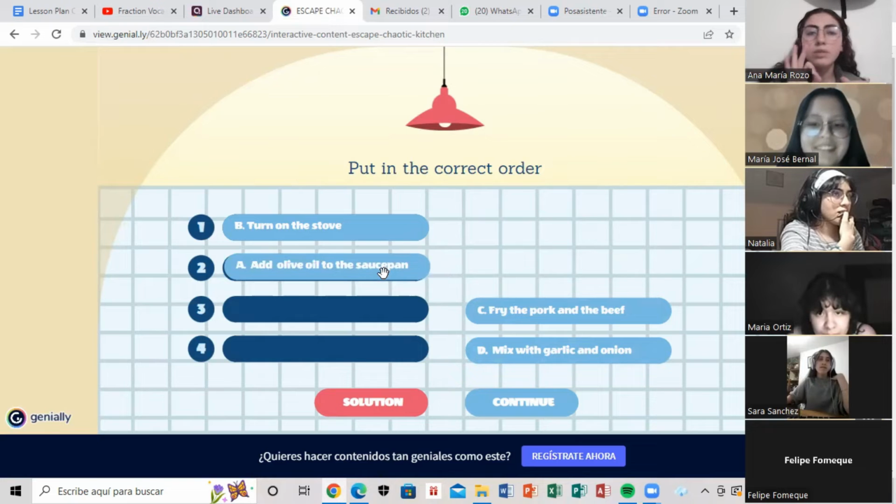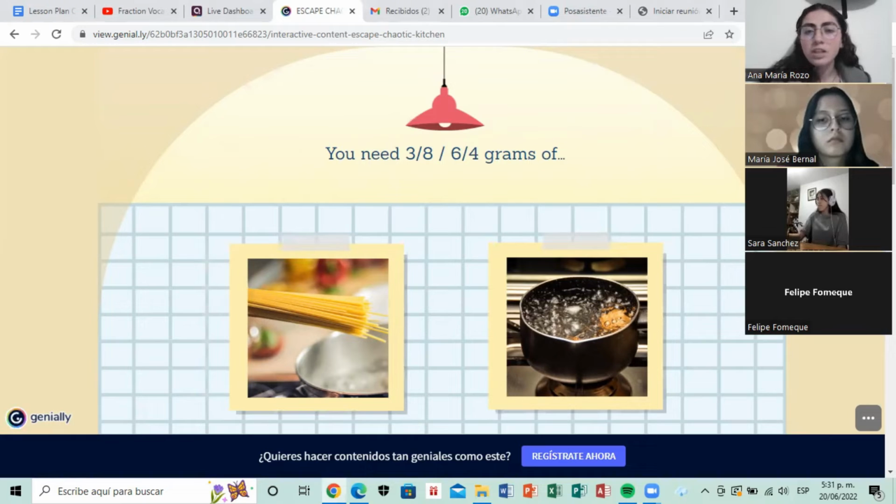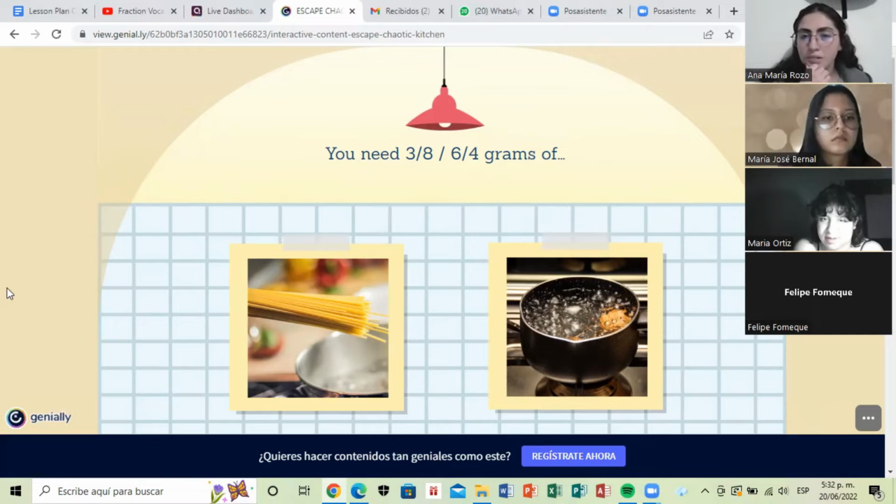Okay, step number 3. What you have to do here, guys, is first do the operation, that in this case is a division, but also you have to choose the correct image of what you need for the recipe, okay? So, you need 3/8 divided by 6/4 grams of. First, you need to solve the operation. The answer of the operation is 1/4. Very good. Now, you need 1/4 grams of option number 1 or option number 2.